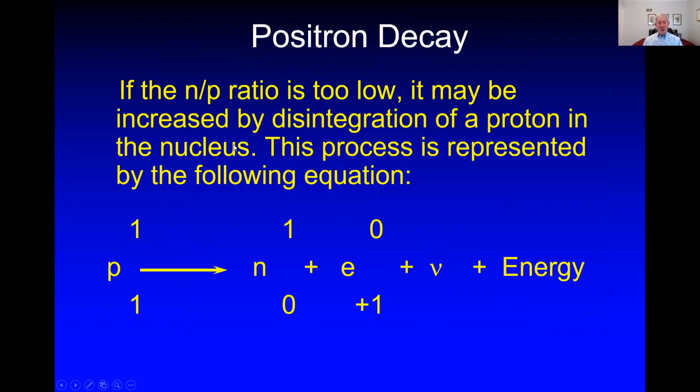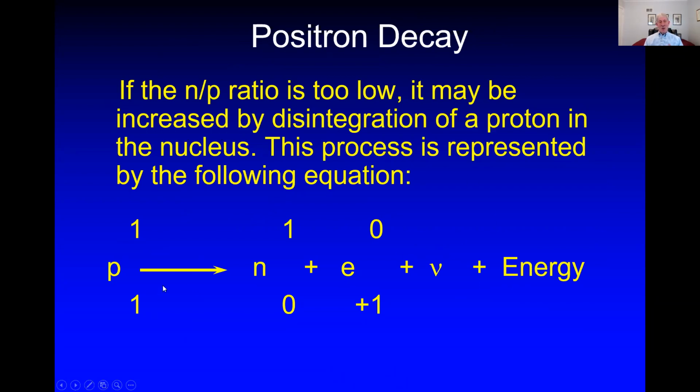If not, let's take a look at positron decay. Remember we said that occurs in the neutron deficient region where the NP ratio is too low. And what causes that is a proton disintegrates into a nucleus.